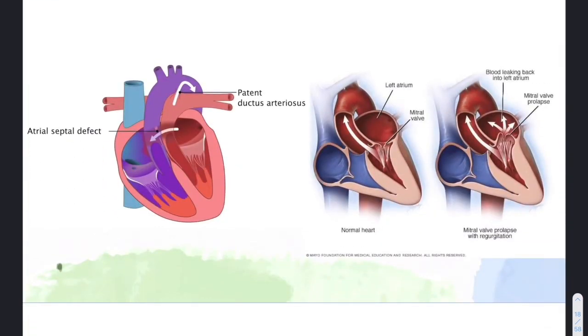I really want to explain what valve regurgitation is. In a normal valve, for example the mitral valve, it opens when the left atrium contracts, so the blood flows from the left atrium to the left ventricle. And it closes when the ventricle contracts, so all the blood from the left ventricle goes through the aortic valve. But in valve regurgitation, the valve is weak, so it cannot close very well. During contraction of the left ventricle, there is a backflow.